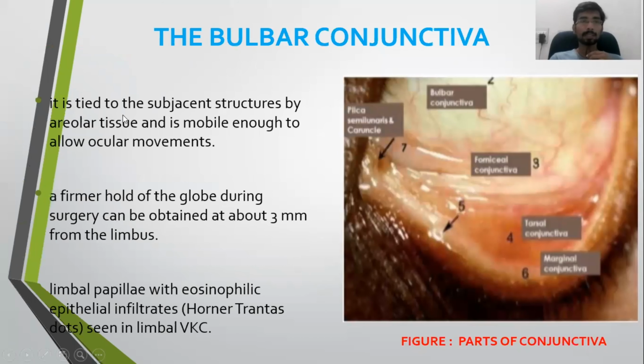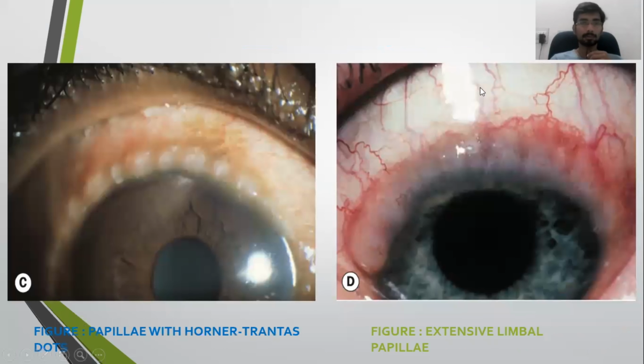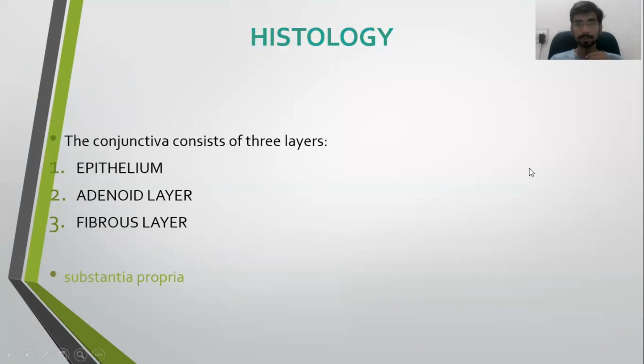Bulbar conjunctiva, it is tied to the adjacent structures by areolar tissue and is mobile enough to allow the ocular movements. A firmer hold of the globe during surgery can be obtained at about 3 mm from the limbus. Limbal papilla with eosinophilic epithelial infiltrates, Horner Tranta spots are seen in limbal vernal keratoconjunctivitis. So, this is bulbar conjunctiva. Papillae with Horner Tranta spots, and this is extensive limbal papillae.